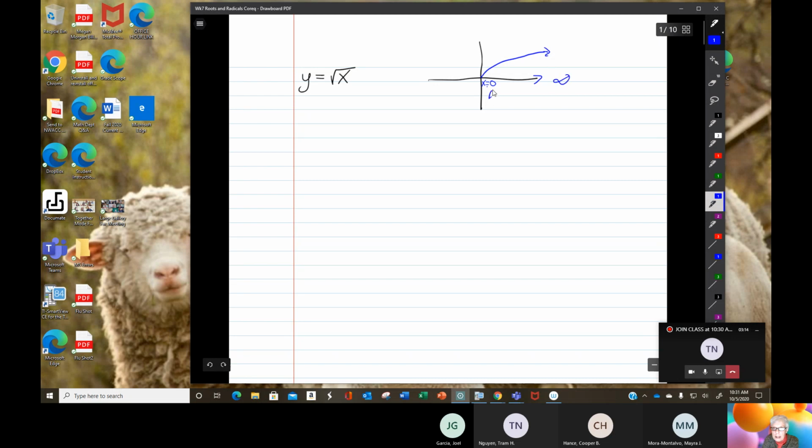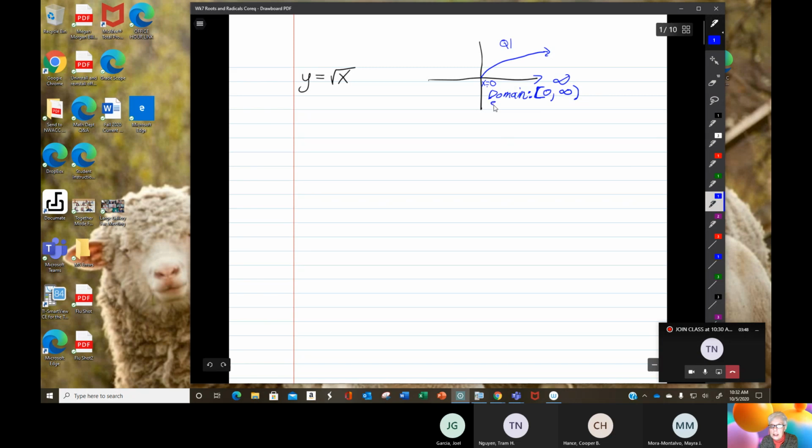So the domain in interval notation is bracket 0 to infinity. The whole right side, well, actually, the whole first quadrant, right? That's what they call this. They call it Q1, the whole first quadrant.